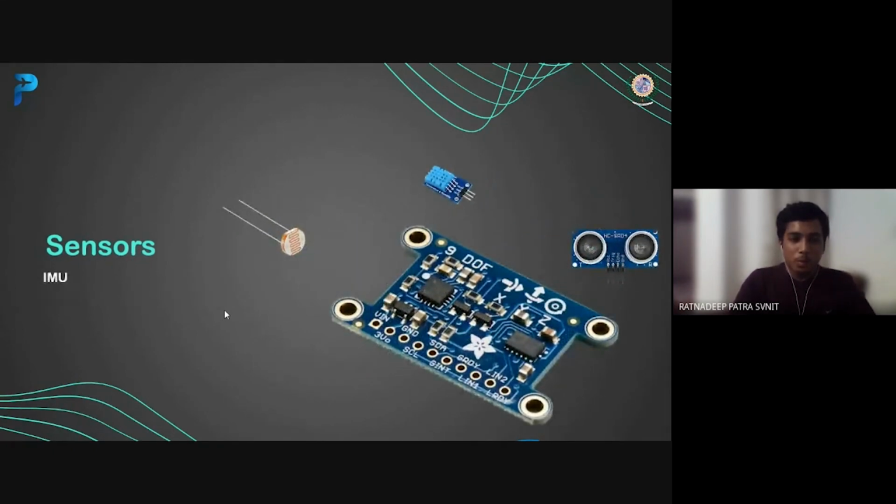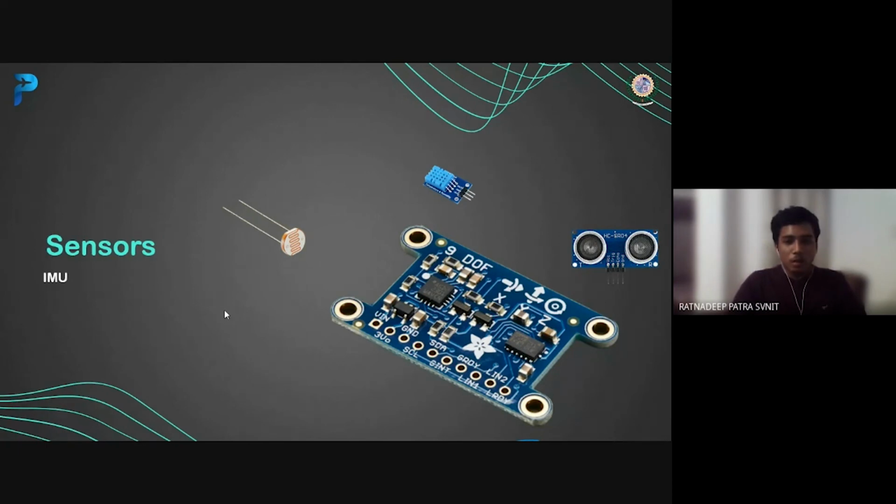Next is the IMU, or inertial measurement unit. While explaining the flight controller, I mentioned a sensor. So it is this sensor, the IMU sensor. IMU basically contains two parts, the accelerometer and gyroscope. The accelerometer basically detects linear acceleration, its value along the z-axis, y-axis and x-axis. And the gyroscope basically detects angular velocity about the x-axis, y-axis and z-axis. So this IMU can detect both linear acceleration and angular velocity.